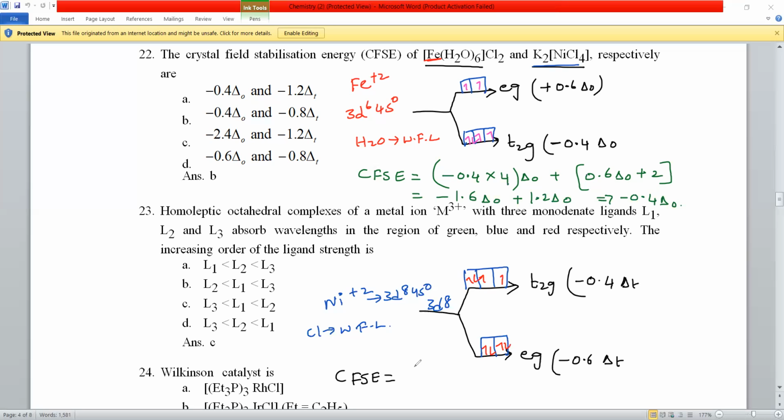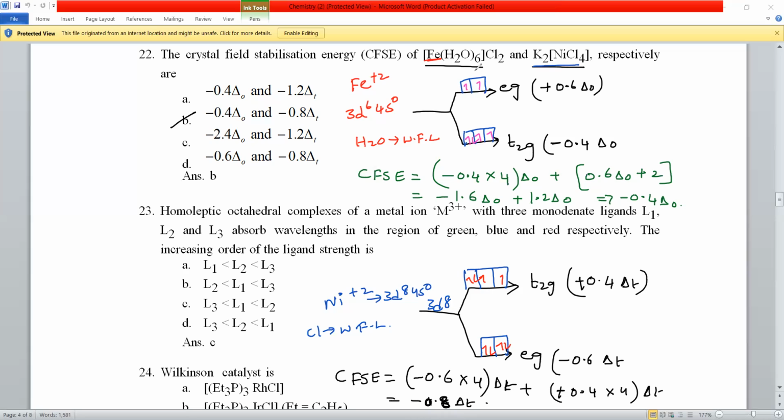CFSE, if you calculate it, how much is there? Minus 0.6 into 4 del T plus, sorry, here it will be positive, right? 0.4 plus 0.4 into 4 electrons we have here, del T. On simplification, how much are you getting, students? You will get minus 1.2 del T. So check the options here. Sorry, not minus 1.2, it is 0.8, minus 0.8 you will get. So option B is the correct one, students. Simplify this, you will get it easily.